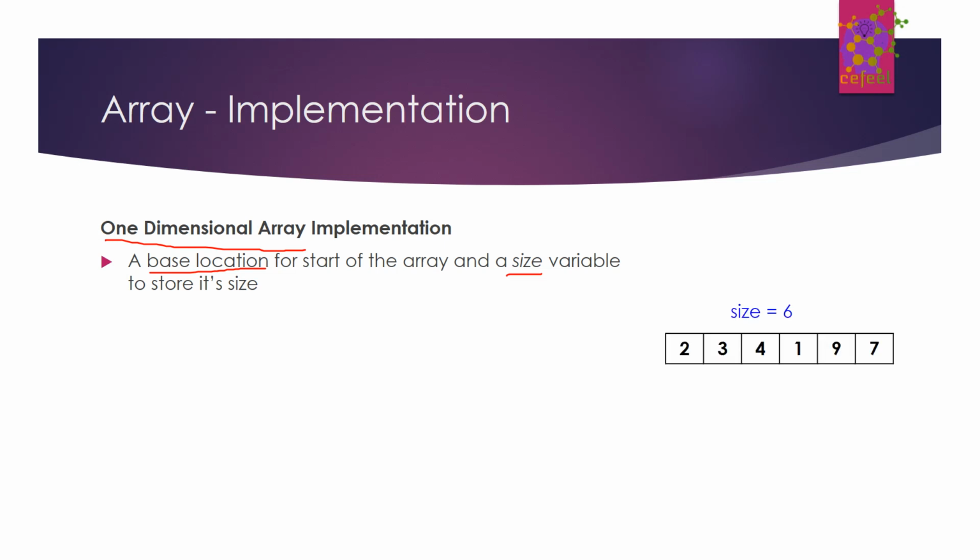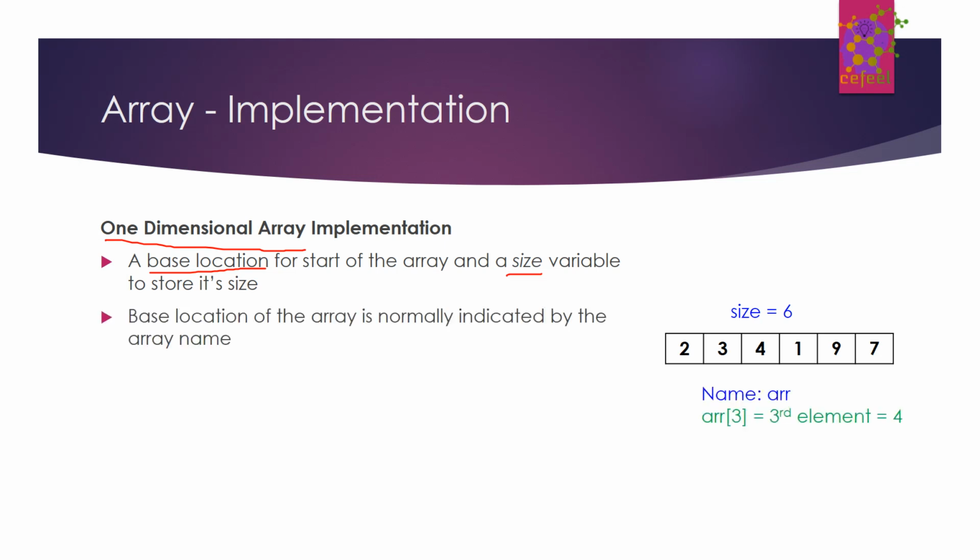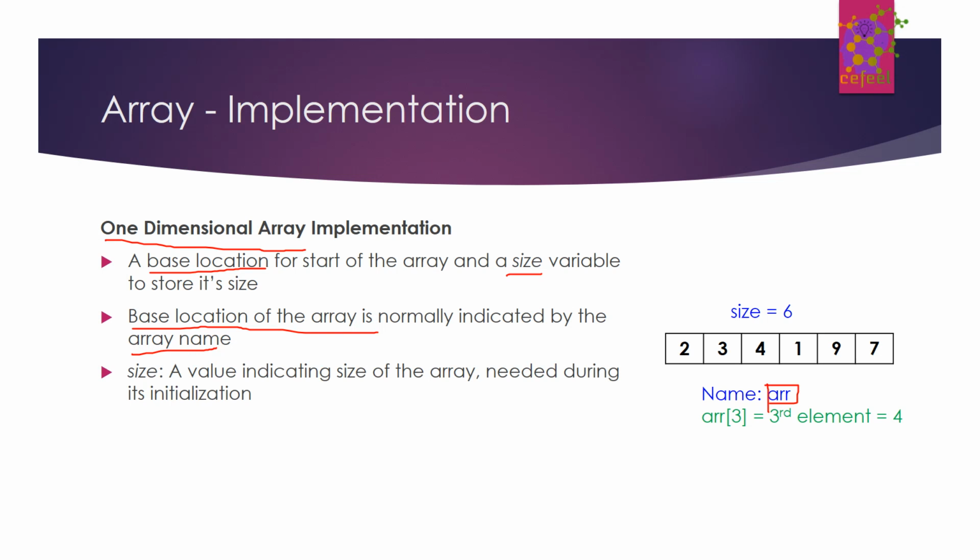Now this is an example. We take the same array which we had. Here we have a variable size as 6, and let's say we have an array which is named ARR. So ARR would also mean the base location of the array. The base location is generally indicated by the array name. So in this case, ARR defines the base location of the array. And then we have a size, which we already discussed. That's the size of the array.